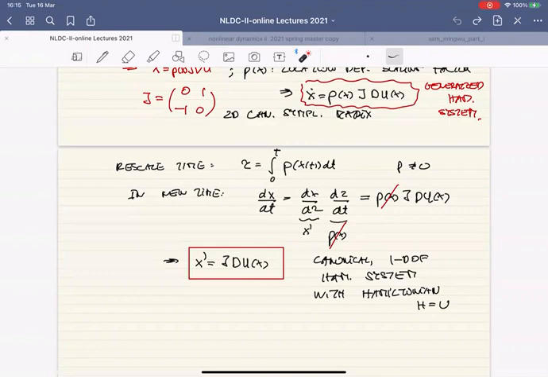Okay, welcome back, everybody. I hope everybody is well and healthy. Are there any questions about the Hamiltonian material so far?